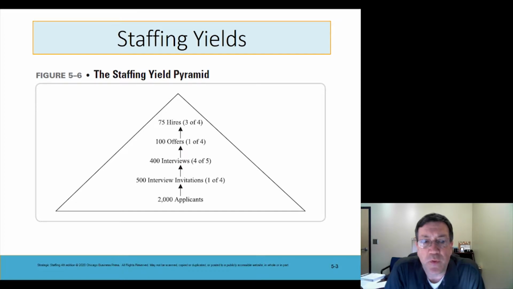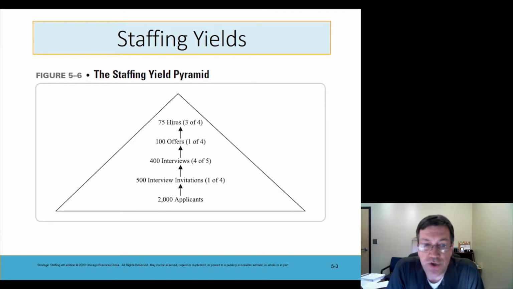Now we've interviewed 400 people. We say historically for this particular job that 1 out of every 4 people gets a job offer. We interviewed 400, a 1 to 4 relationship means that 100 people got a job offer. So the staffing yield from stage 3 to stage 4 is 1 out of 4 or 25%. So now we've winnowed from 2,000 people who started down to 100.